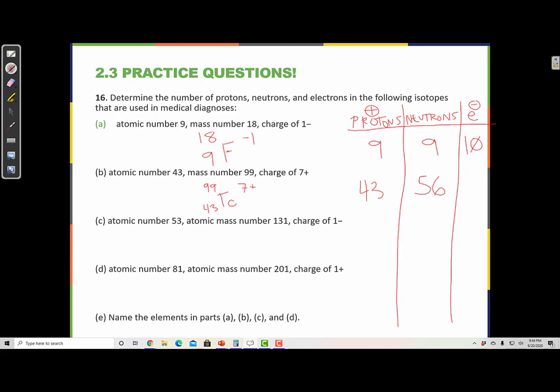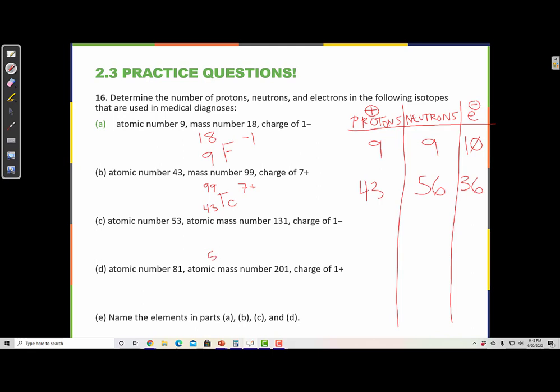So I can't change the number of protons, that's given by the atomic number, so that means I'll just decrease the number of electrons. So this must have 36 electrons, a difference of 7. 7 protons that are above the number of electrons to give us a positive charge.